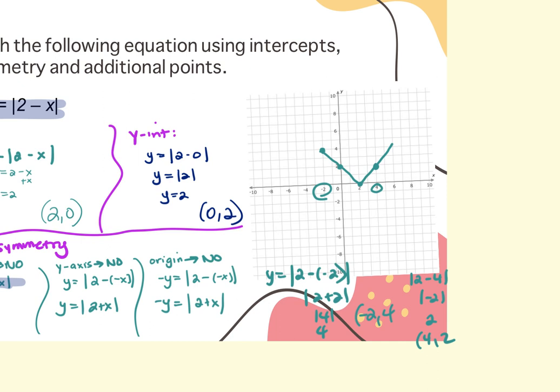They do not have to be perfect yet. When we get further in the chapter, we do our transformations and we do our parent functions, that kind of stuff. For right now, you're giving me an approximation. It should at least have your intercepts plotted. And then if that's not enough information, you can plot some extra points. God bless you. Questions on that one?